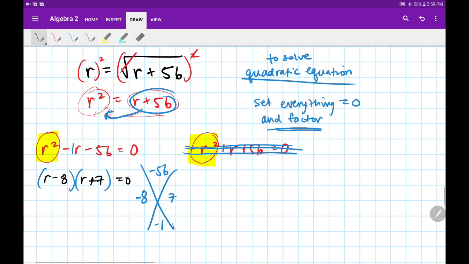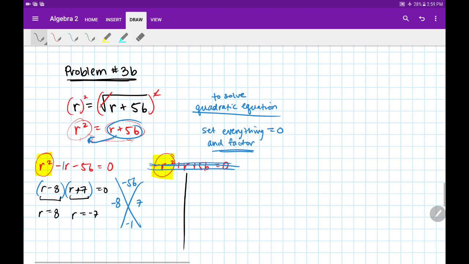Okay, so if I have r minus 8 equal to 0, I get r equals 8. And if I have r plus 7 equal to 0, I get r equals negative 7. So we got two solutions. But before we go ahead and box, let's check. We have to check both of them. See if one of them is valid or extraneous. It could be both valid or both extraneous, so you can't just guess.